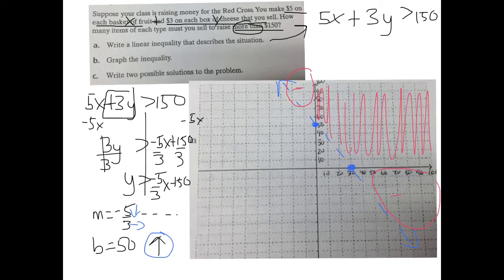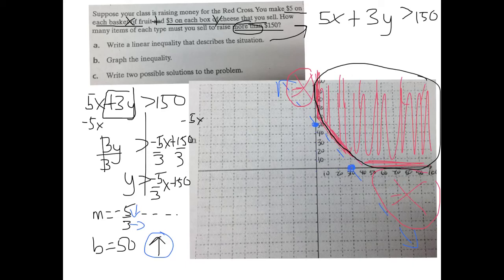So all the things in this red area basically go in here, across to there, and down. So all this stuff up in here are possible solutions. These down here are no good, and these over here are no good. Okay, so that is B, that's graphing the inequality. C is to write 2 possible solutions to the graph. So I'm going to switch back to black. I have to find 2 points in this area right here that will work.